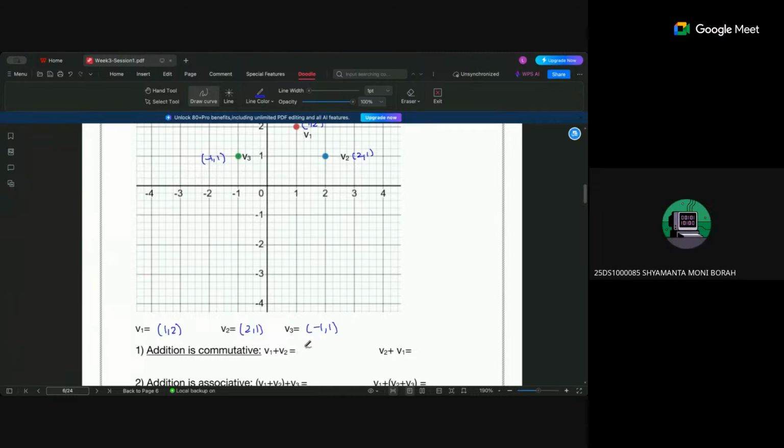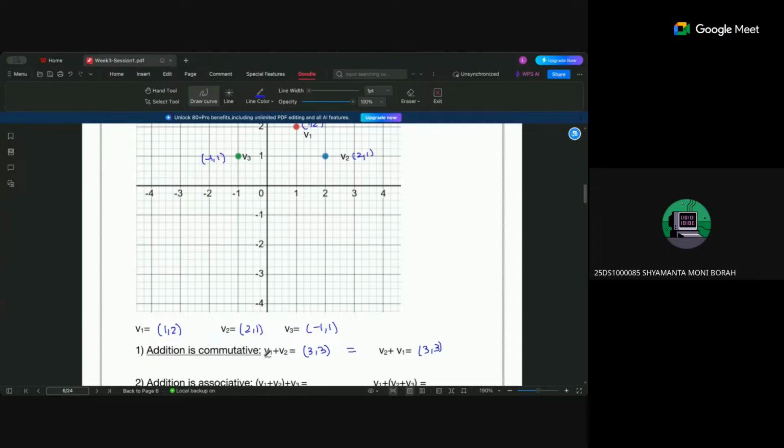What is v2 plus v1? 3, 3. Same. You see that v1 plus v2 is the same as v2 plus v1. So if you change the positions also, the addition is still the same. The value is still the same. So then we say that addition is commutative. Commutative means when we shift their positions and the value does not change, then that property is called commutative property.